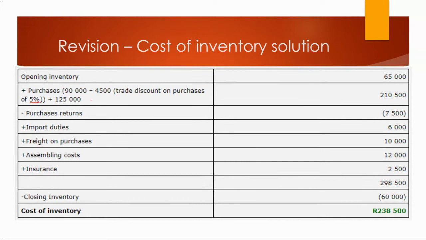You could have also deducted it here at the top. It would have also been correct. Deduct 7,500. Then we add the import duties, the freight on purchases, the assembly costs, the insurance. We add all of those amounts to get to a cost so far of 298,500, and then we deduct the closing inventory to get to the actual cost of inventory of 238,500. Okay, do you guys have any questions on how we got to this answer?